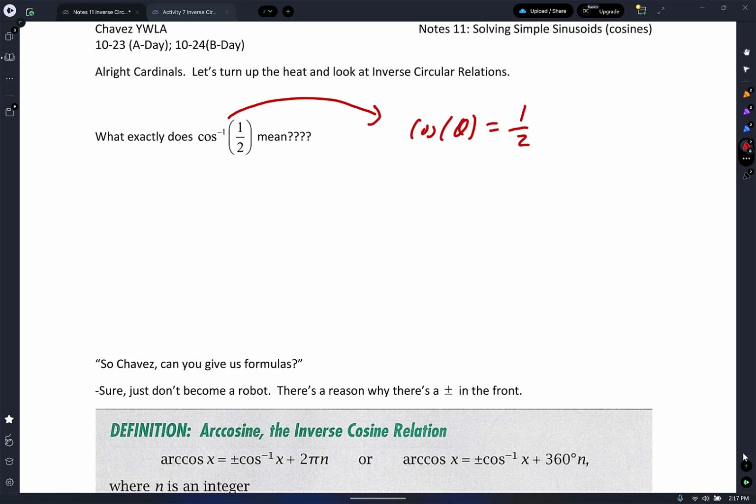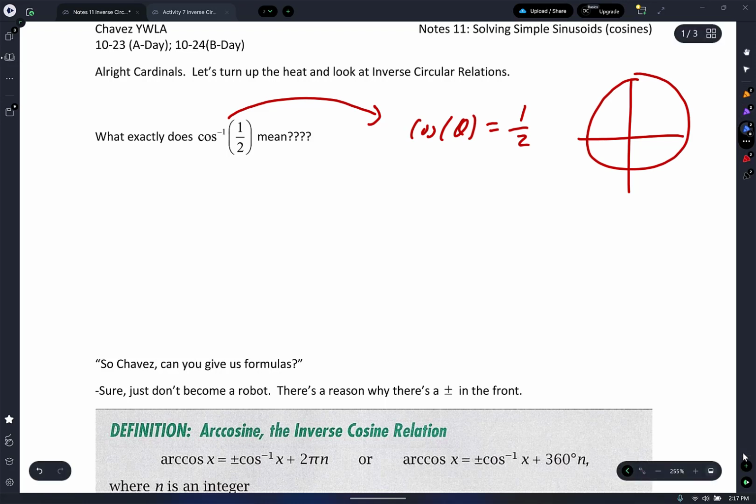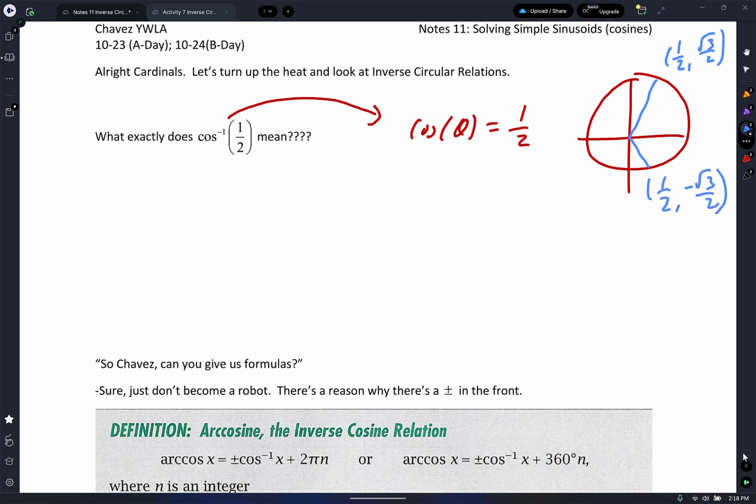Now, hopefully, we've done enough of these that you already know. So here's my unit circle. This happens over and over again forever. It happens in quadrant 1, right there, 1/2 comma square root of 3 over 2. And it happens in quadrant 4, 1/2 comma negative square root of 3 over 2. And since cosine is the x value, so what is this first radian?